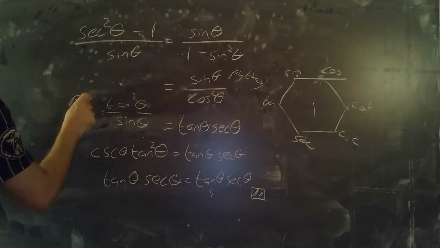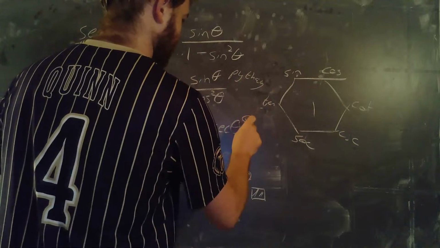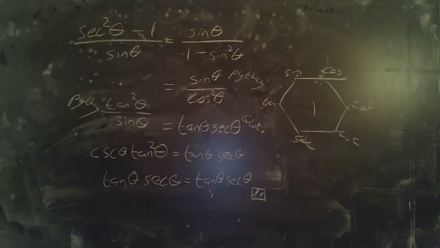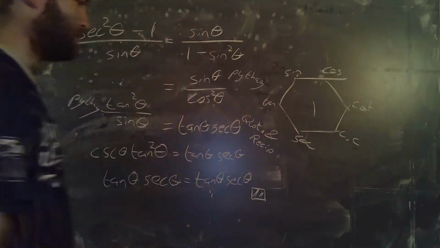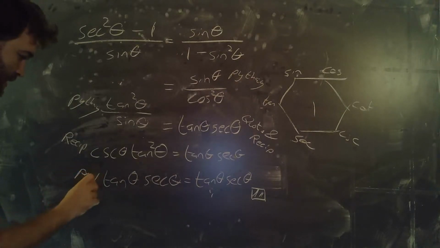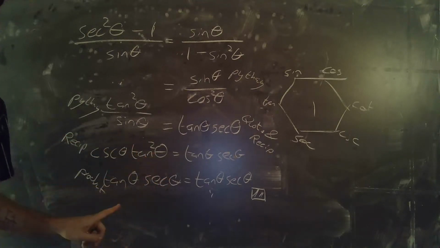This was also Pythag. On this side, we used a quotient identity to turn sine over cosine into tangent. And we used a reciprocal identity to turn a cosine on bottom into a secant on top. Now here we use a reciprocal identity to turn a sine on bottom into a cosecant on top. And then we used a product identity to turn a cosecant times a tangent into a secant with one leftover tangent. And there you go.